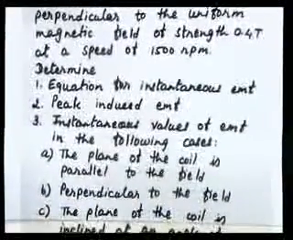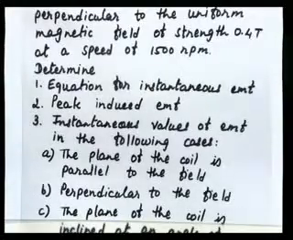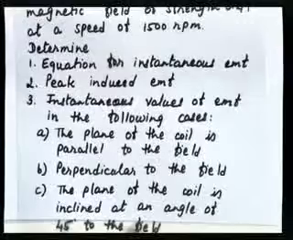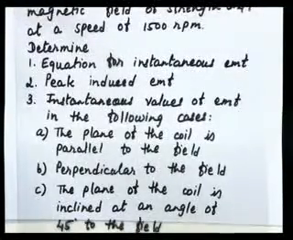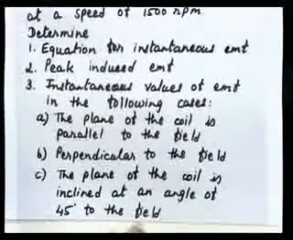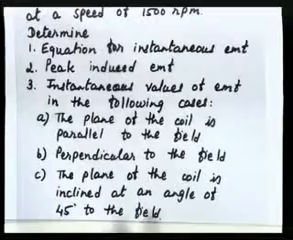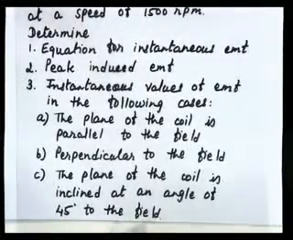First, the plane of the coil is parallel to the field. Then, perpendicular to the field, meaning whenever your coil is perpendicular to the field. And next, the plane of the coil is inclined at an angle of 45 degrees to the field. So for these three particular cases you have to find the instantaneous induced EMF.